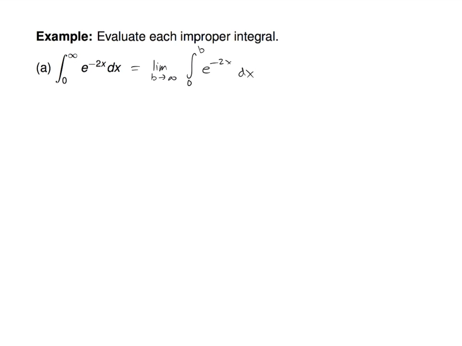Now, this is the kind of antiderivative that you should be able to do without having to actually do the substitution. Does that make sense? If you do make the substitution, you have to change your bounds, including the one that's got b in it, okay? So just keep that in mind. So what's the antiderivative of e to the negative 2x? Great. Evaluated from 0 to b.